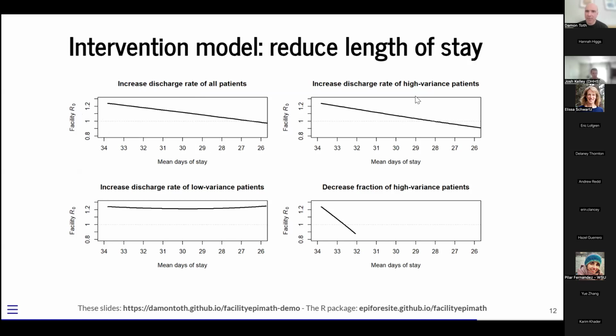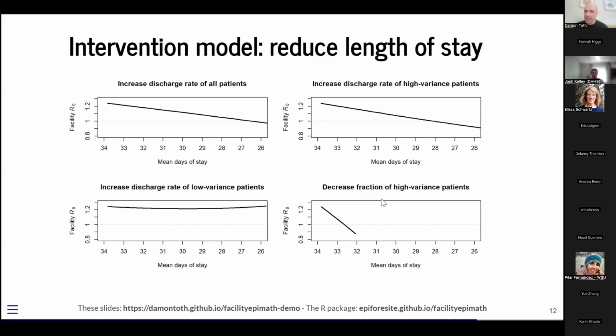But interestingly, if you do that only for the high variance or the low variance patients, you get a very different result. If you increase the discharge rate of the high variance patients, then you cross the threshold with only a mean length of stay of 28 days instead of 26. And interestingly, if you increase the discharge rate of the low variance patients only, you get the mean length of stay of all patients down potentially to 26, but R naught doesn't go down, and it may even increase, which was kind of surprising.